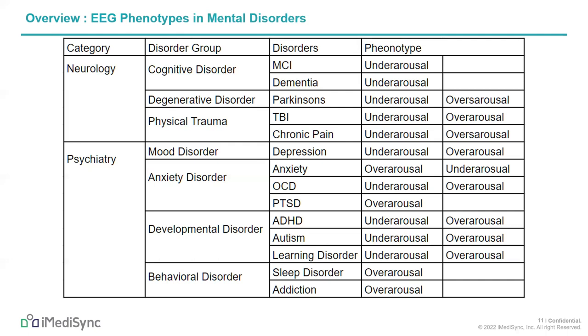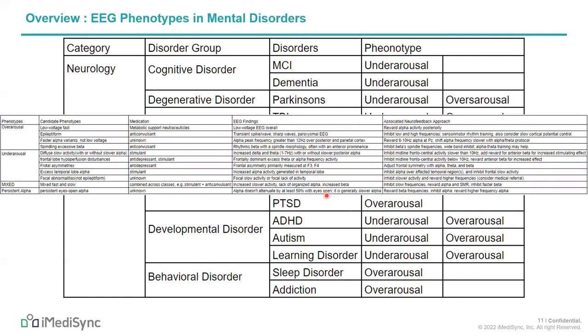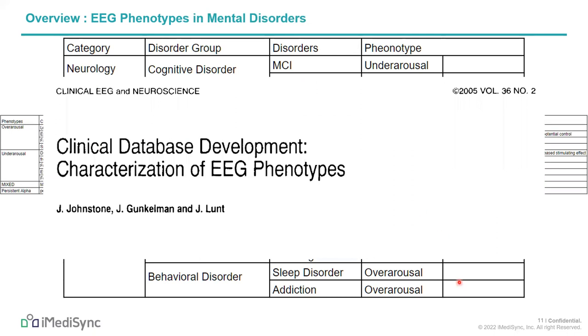The intervention for different EEG phenotypes should be different. Opposite interventions should be given for opposite phenotypes. For example, activation intervention for the underarousal phenotype and calming intervention for the overarousal phenotype should be given. The opposite gives a bad effect. The overarousal phenotype can also be differentiated more in detail, and the underarousal phenotype also can be differentiated more in detail like this. Detailed EEG phenotypes and the intervention approach for each phenotype can be found in published papers by Jay Gunkelman in 2005 and 2015, respectively.